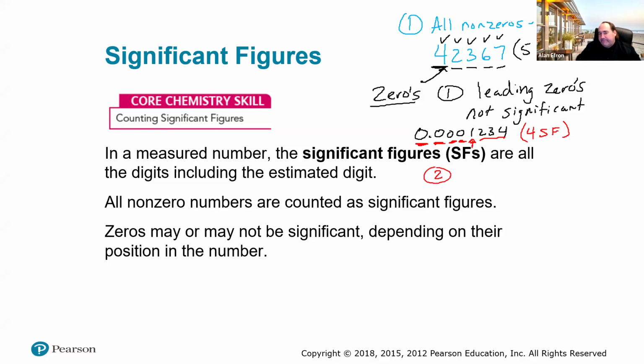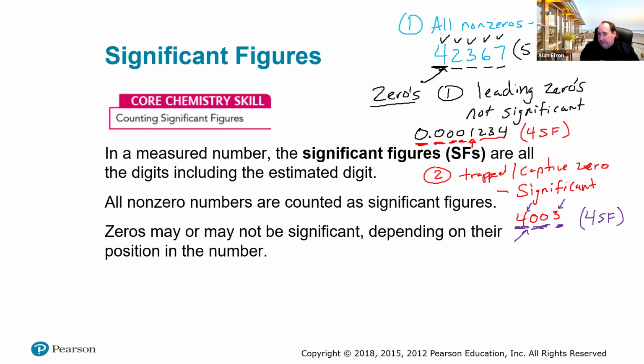Now, the next type of zero is sometimes referred to as a trapped zero or a captive zero. And these are zeros that are trapped between two non-zero numbers, and they are significant. So if I had 4003, once again, I will start left to right and counting. Boom, right off the bat, I hit my very first non-zero. So now I'm in my counting of significant figures. We got a couple of zeros that are trapped between two non-zeros, so they are significant. And my 3 is a non-zero, so that's significant. So this guy would have 4 significant figures. Any question on that one there?